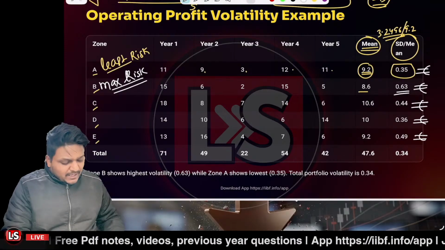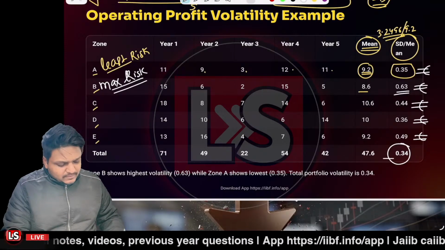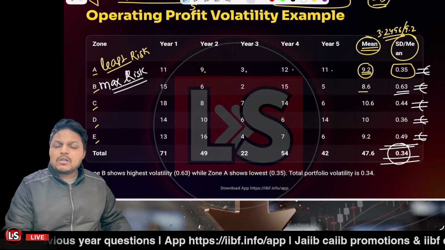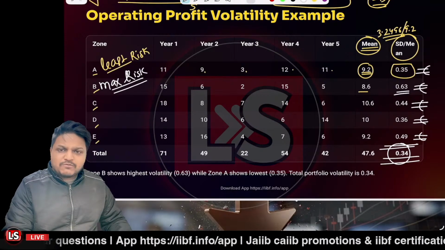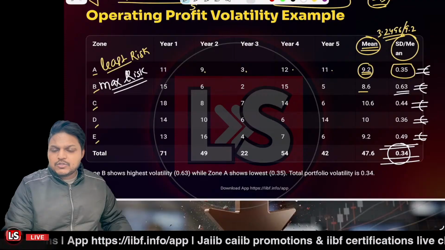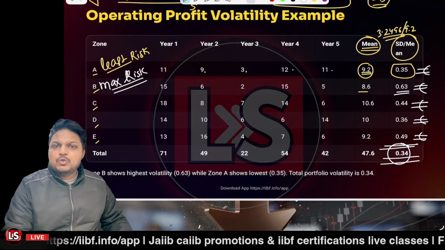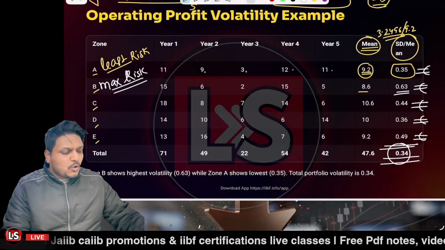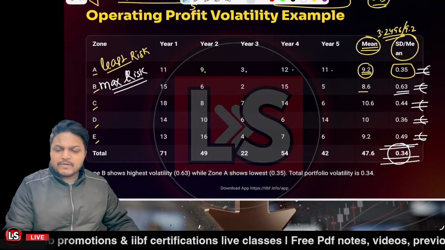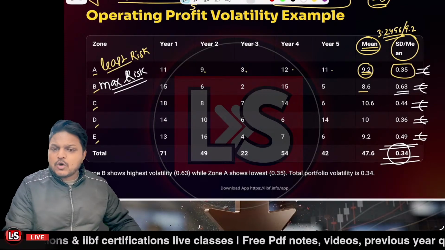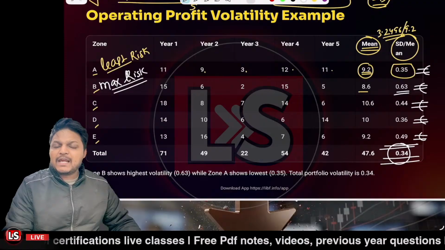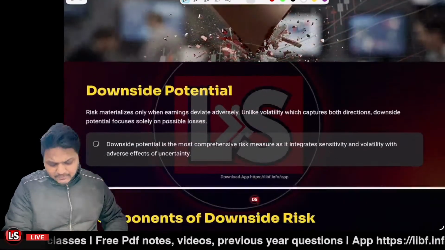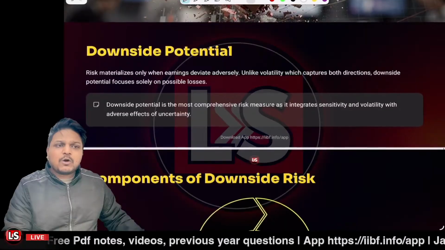But when we are doing the diversification for different portfolios, different zones over here, the overall standard deviation to mean value is very much lesser. So companies and banks do try diversification whenever they want to reduce the overall risk. So whenever we want to reduce the overall risk, we can play along with diversification, right? Further, now let's learn about the downside potential.